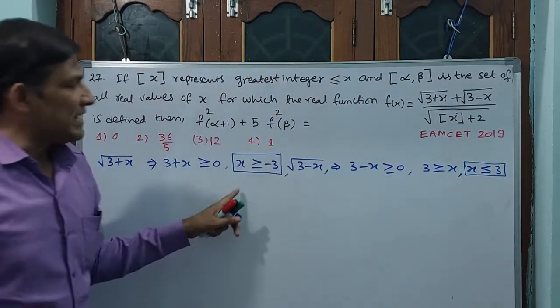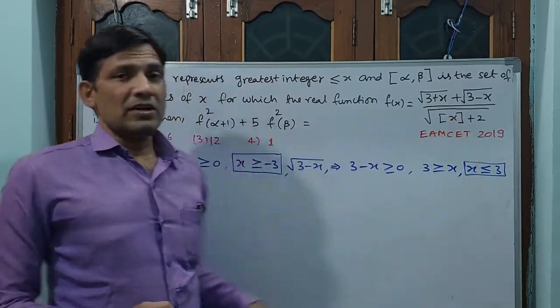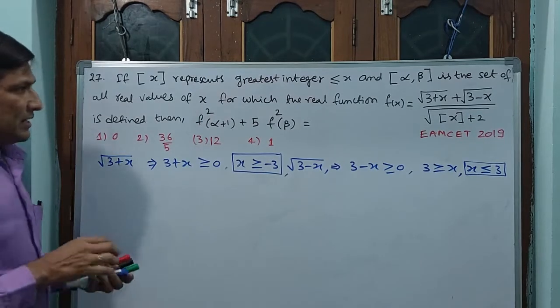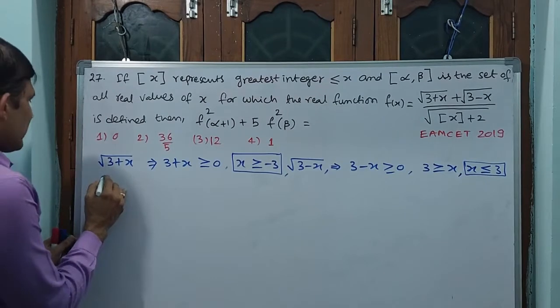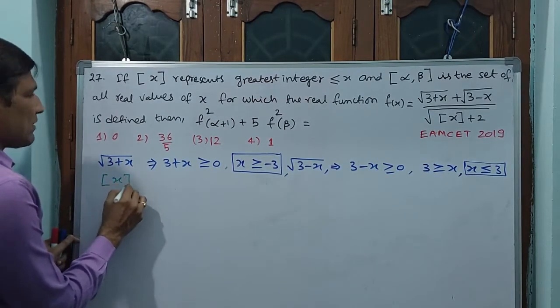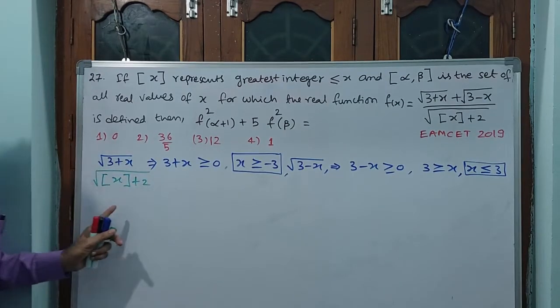That means here minus 3 to 3. Can you give minus 3 to 3? No. Why? Because still here you have to see what will happen. That also we have to consider. Let us consider the step x plus 2 under root. Okay, I am considering this.